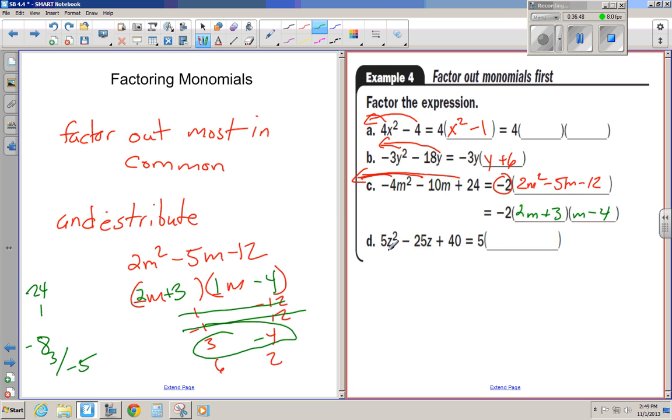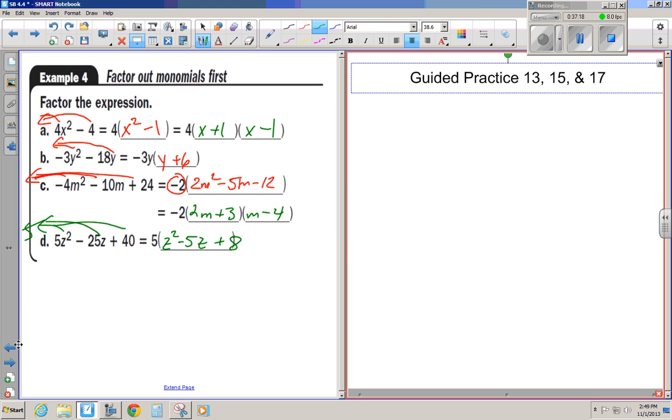All right, so look at this. What do they all have in common? Divisible by 5, divisible by 5. All of these can have a 5 undistributed. So take a 5 out of there, it's z squared. Take a 5 out of there, it's minus 5z. Take a 5 out of there, it's plus 8. And there are no factors of 8 that add up to this number here. Oh, I left this space here. It should be x plus 1, x minus 1, because, again, it's a special pattern.